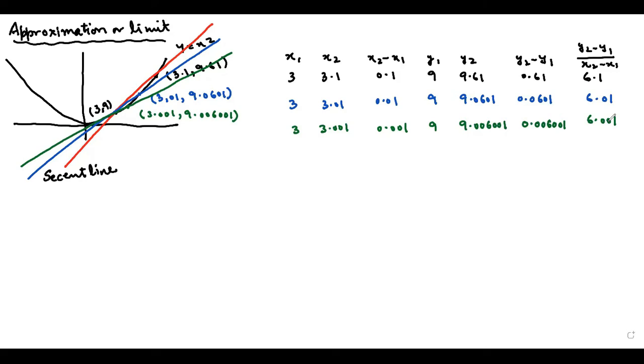The gradient of the first secant line is 6.1, the second secant line is 6.01, the third secant line is 6.001. What can you predict about the gradient of the tangent line?